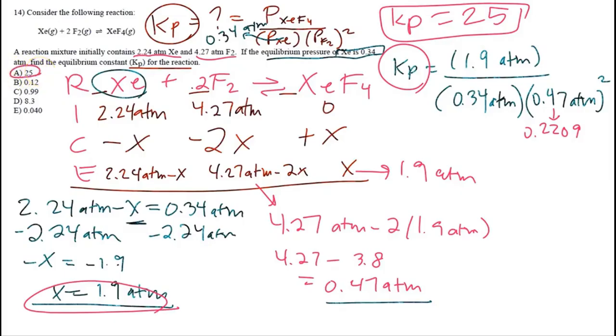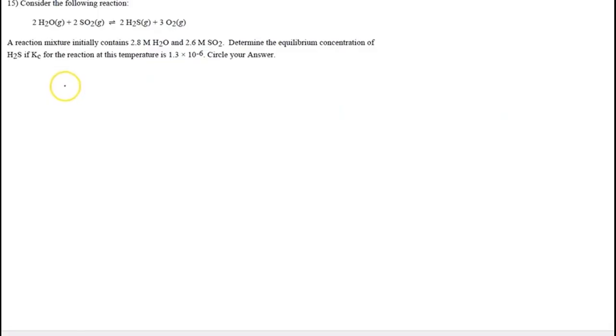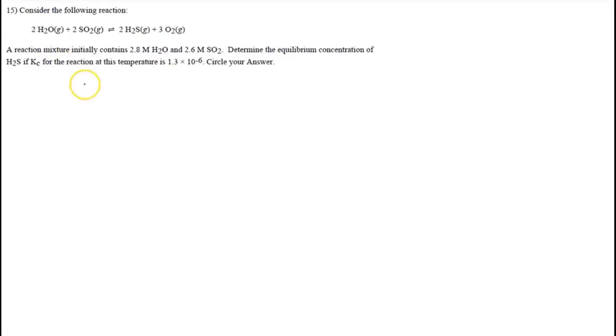All right, folks, let's go to number 15. Okay, number 15. Now, as you can see, we are with equilibrium, chapter 13 again, right? So let's make sure that we're keeping that in mind. And it says, consider the following reaction. So we have this reaction here. A reaction mixture initially contains.